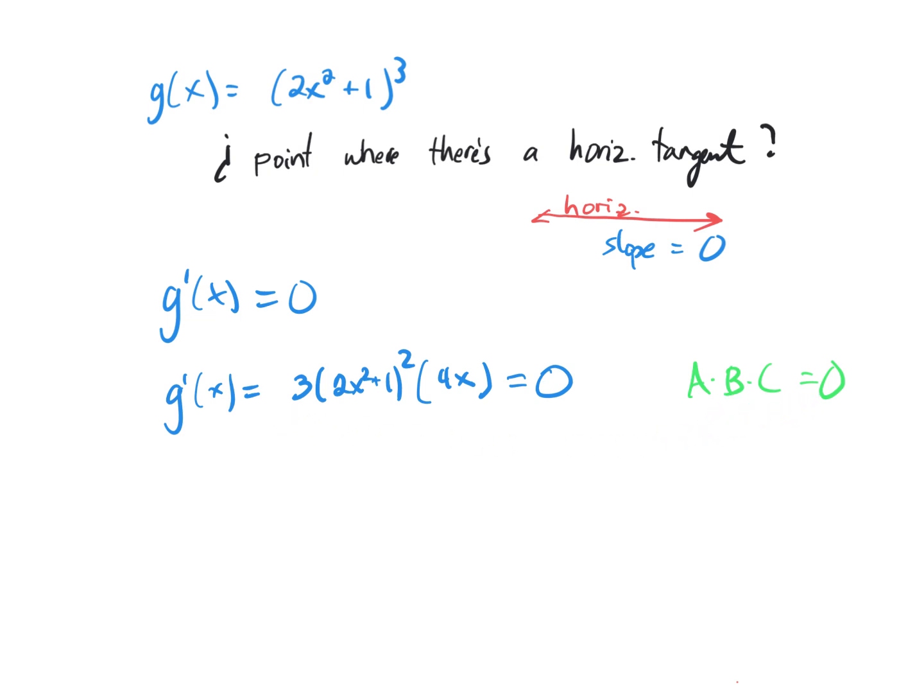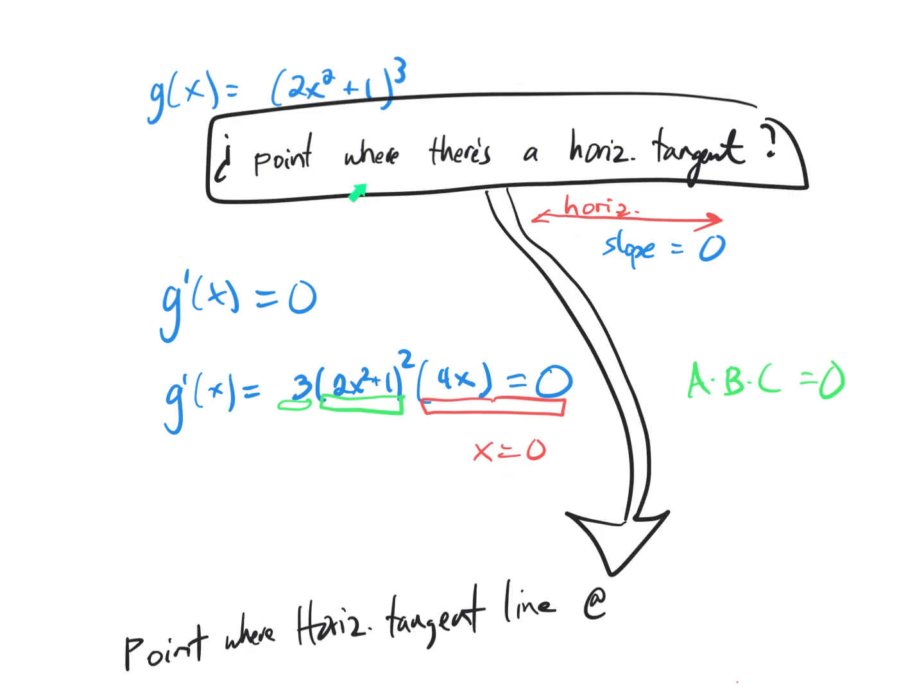So either 3 is equal to 0, it's not, or something squared is equal to 0. That's only true if that something inside is 0, and that's never equal to 0, so it's not. So our only option is when 4x is equal to 0, which means the slope of this graph is 0, which means it's horizontal when x is 0. And therefore, our answer is that the point where there's a horizontal tangent line is when x is 0, and the y value is g of 0, which is 1.